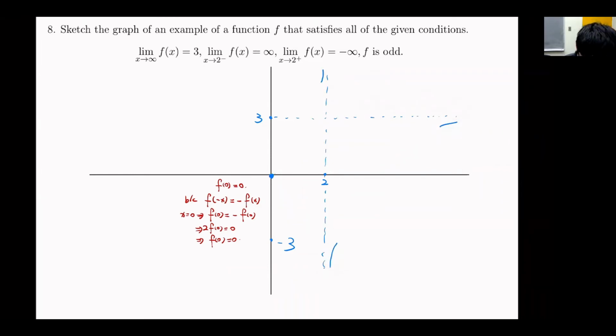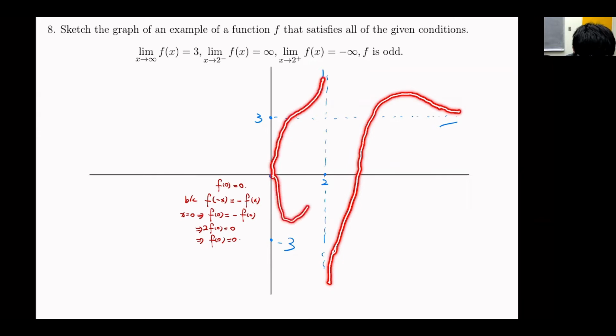Or if you decided that your graph is going to be approaching 3 from above as x gets large, then you might have got a graph looking like this. And moreover, you might have another graph looking like this. There might be all kinds of different cases. These are all possible solutions to this problem. This is how this problem is kind of open-ended.